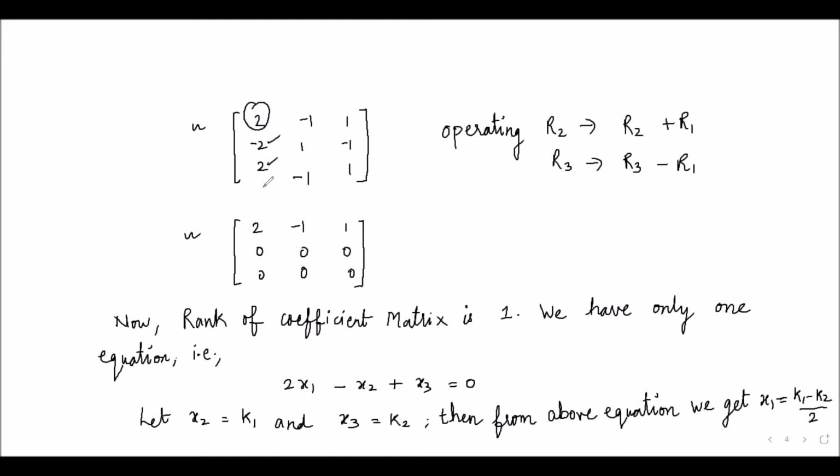So for making these two entries 0, we are applying this transformation on the second row. We are changing the second row with the help of the first row, and the scalar which we are using with the first row is 1. Similarly here, for making this entry 2 as 0, again we are using the first row, and the scalar which we are using with the first row is -1. So after applying these two elementary row transformations, the second and third rows will be changed. There is no change in the first row, it is the same 2, -1, 1. But the second and third rows have been changed and they have become 0 rows.